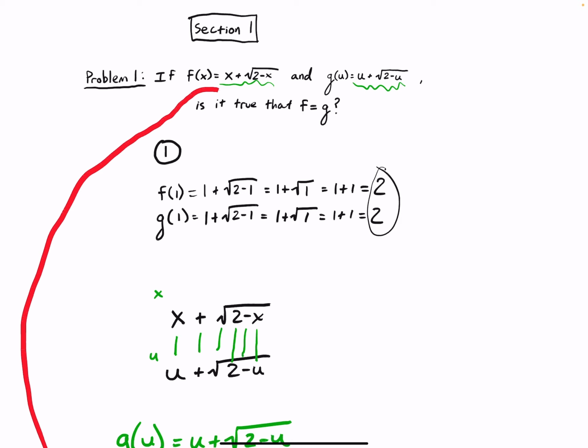The only reason we did that is because if I plug in 1 and I get different answers between f and g, then we don't need to do any more work. We can just say, no, it is not true. They are not the same. So that's just the one caveat to it all.